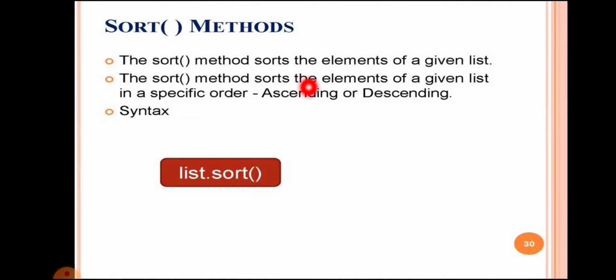Sort method. This sorts the elements of a given list. It sorts the elements of the given list in a specific order, either ascending or descending. The syntax used for the sort method is list.sort.